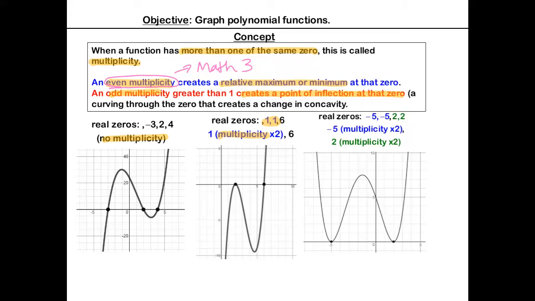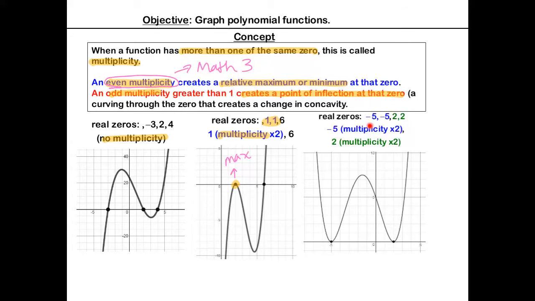And if I look at my graph here, my positive one is there. That's multiplicity. Notice I do not cross the x-axis there. It bounces off of it, and it creates a maximum at that zero with multiplicity, okay? And then the other zero does not have multiplicity, so you cross the x-axis.